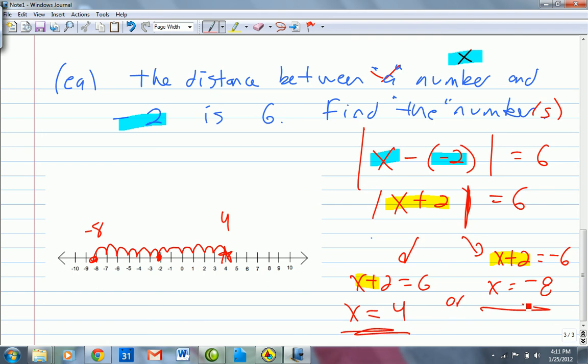All right, so that's how we solve distance problems or absolute value problems algebraically. We split it up. And we can also think about it on the number line by counting. Okay, and one is no better than the other. Usually algebra allows us to do more things, particularly more complicated problems.